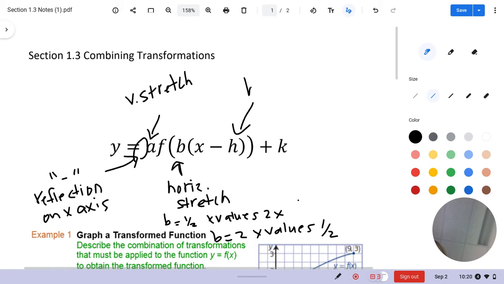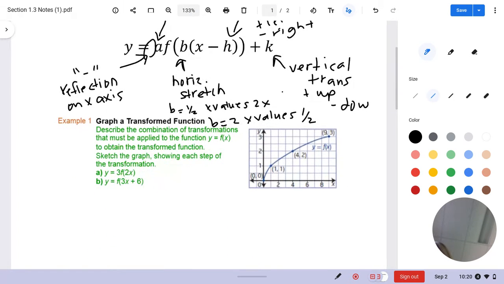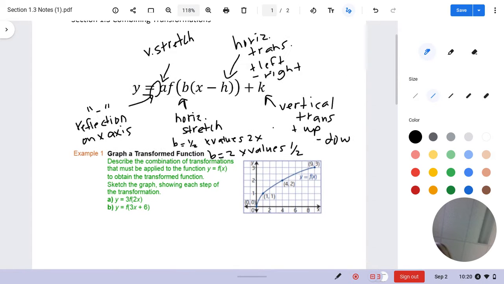Our h is going to be our horizontal translation. If it's positive, it's moving to the left. If it's negative, it's moving to the right. K will be our vertical translation. If it's positive, it's going up. Negative, it's going down. Okay, so we'll move to our example.